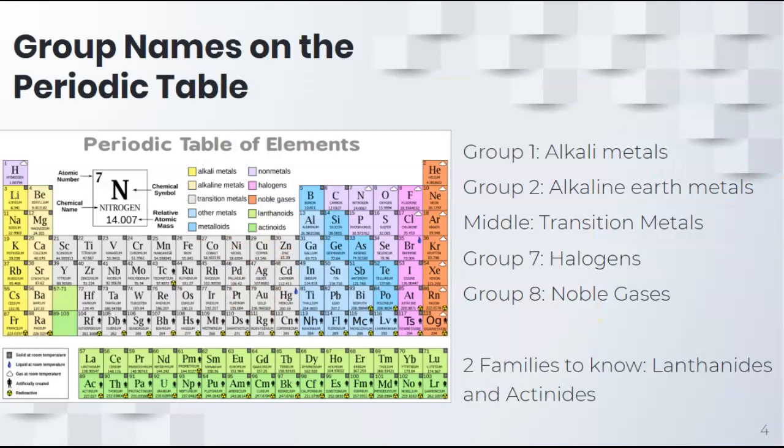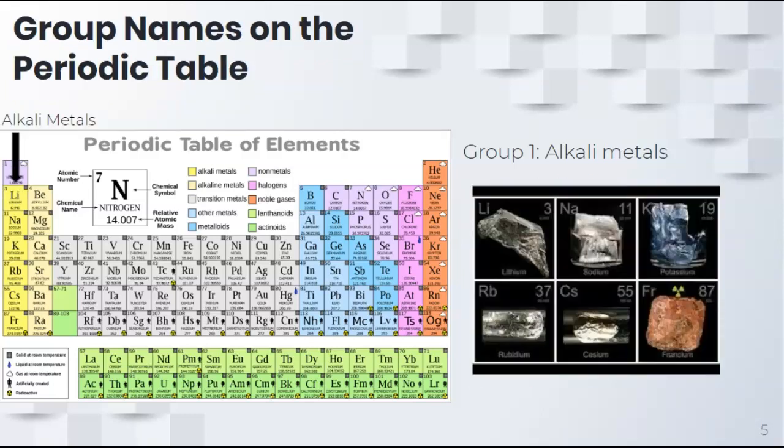All right, so we are going to learn the name of some of the groups on the periodic table, not all of them. And so each one of these groups that's listed off here to the right, we're going to go through individually and talk about one by one. We're going to start right off with group number 1, the alkali metals.